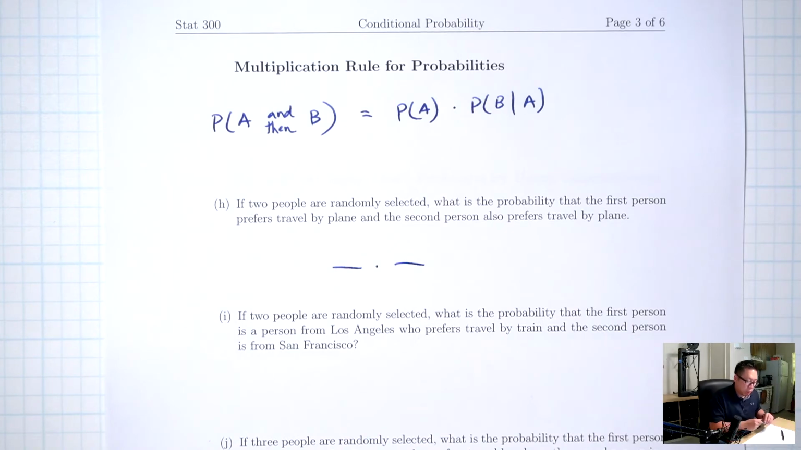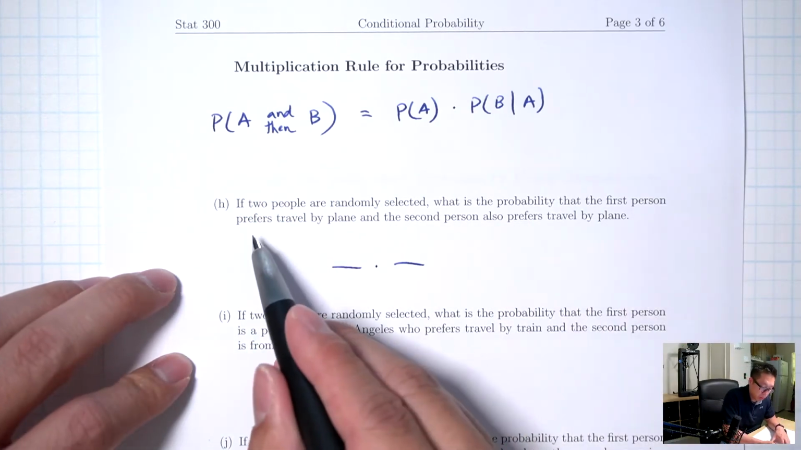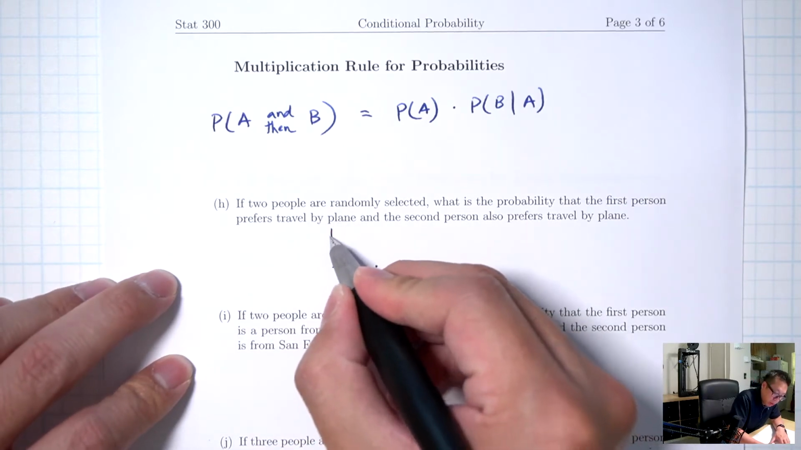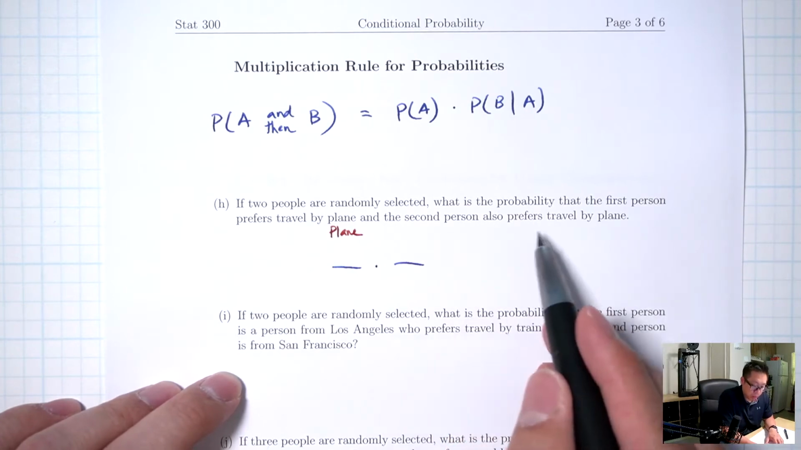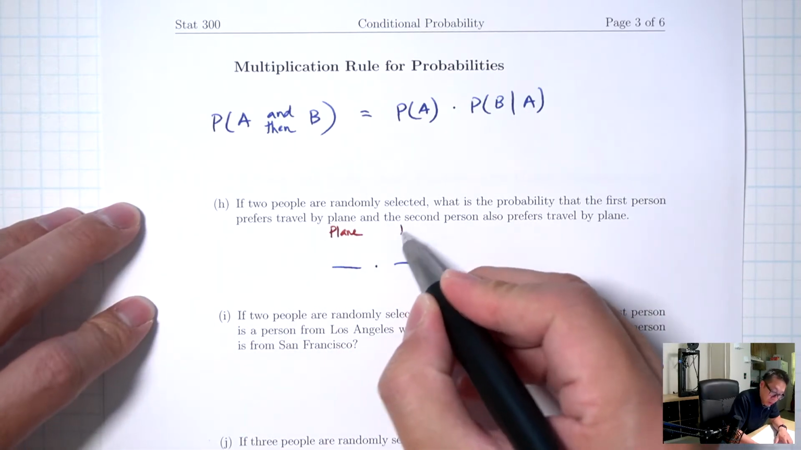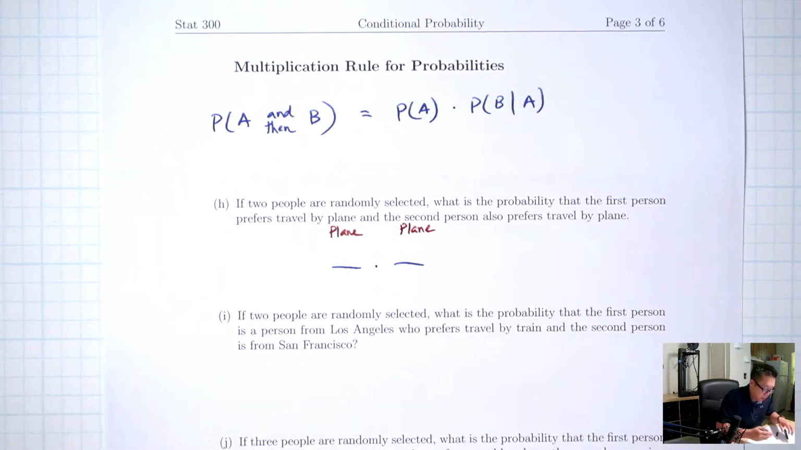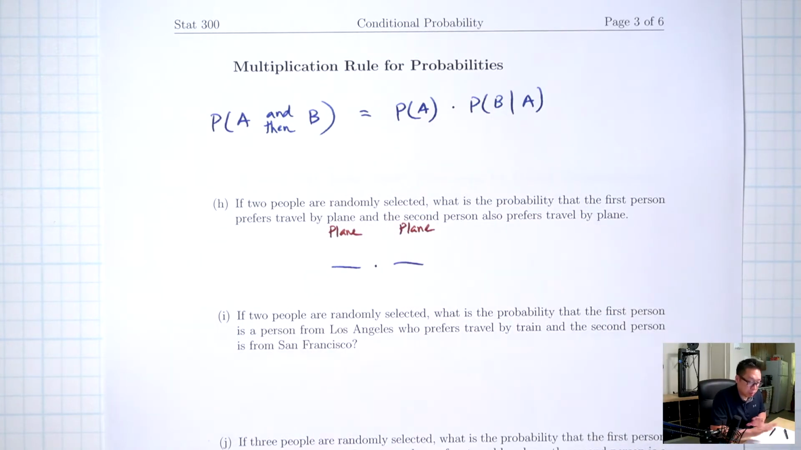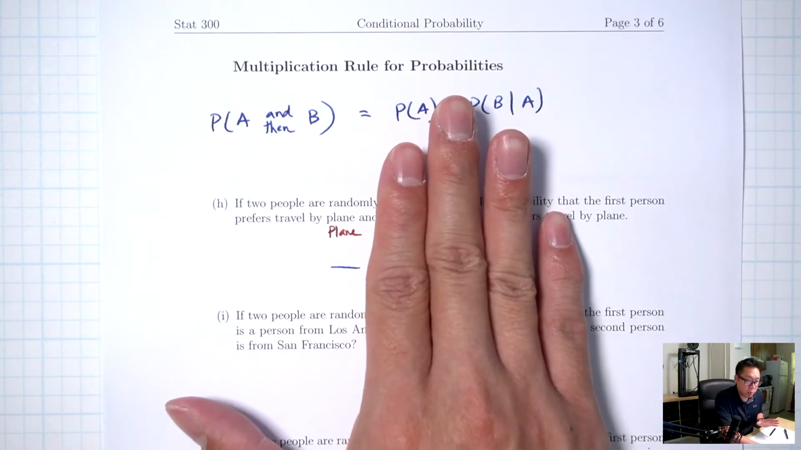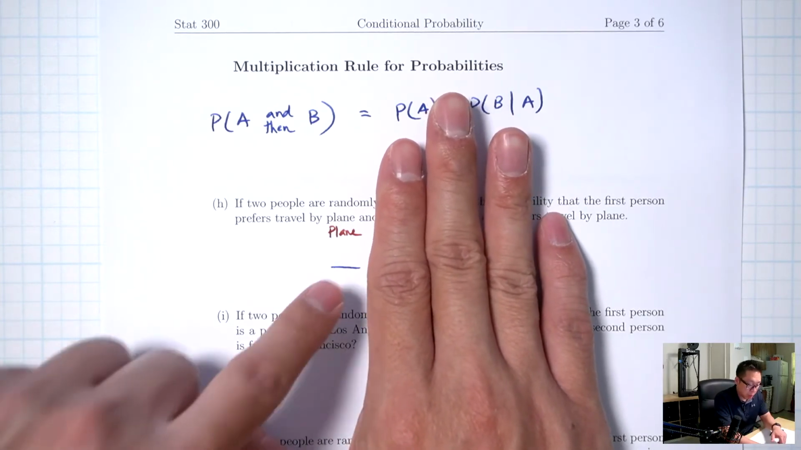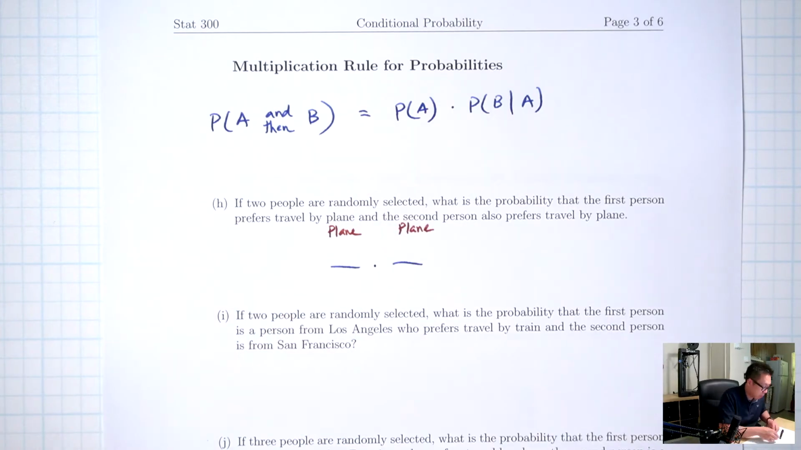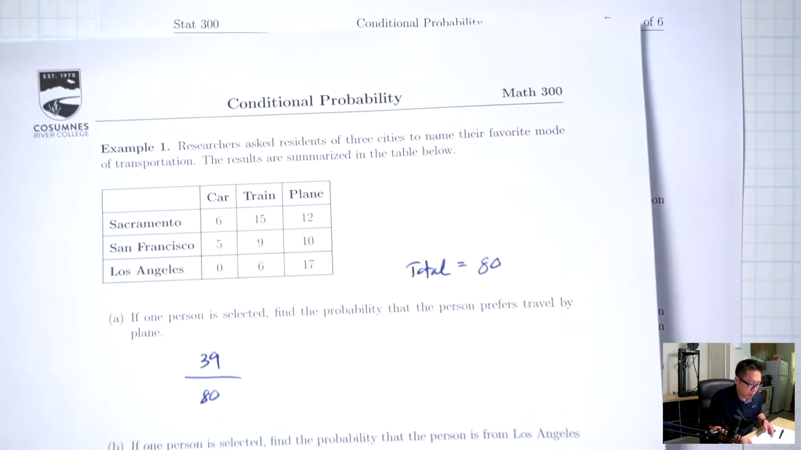And let me write down what the first person is and what the second person is. First person, I want to be prefers travel by plane. So first person is plane. The second person also prefers travel by plane. So second person is also plane. Okay. The first fraction is just like a regular probability question that we've talked about before. So for the first fraction, the bottom is going to be everybody. So that's 80. Is it 80? Yeah, it's 80.